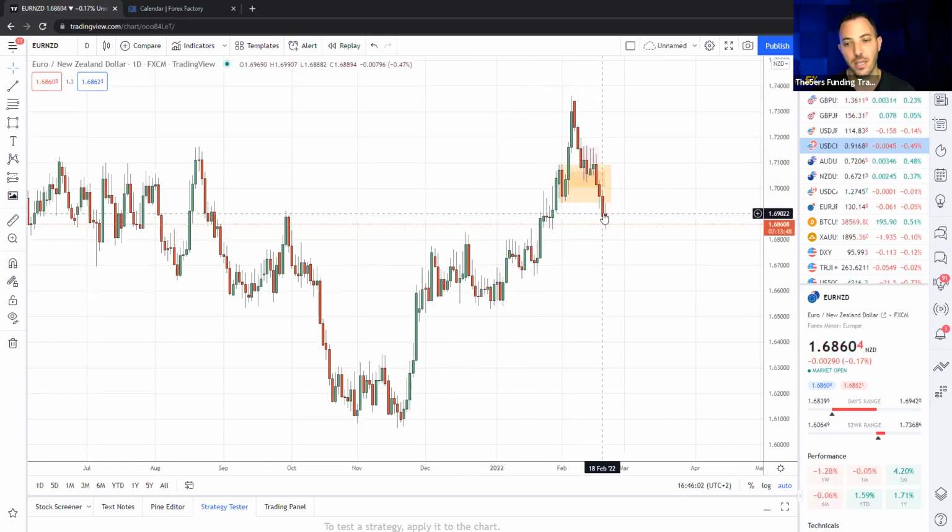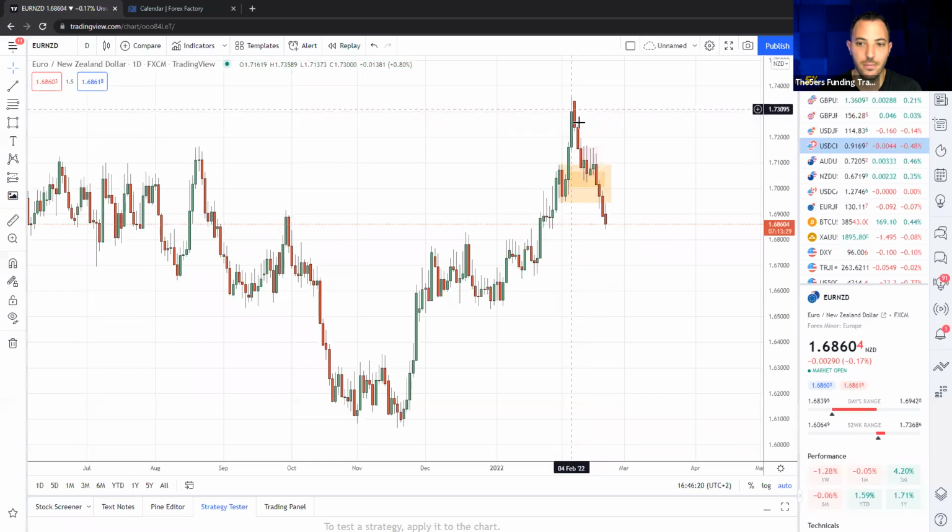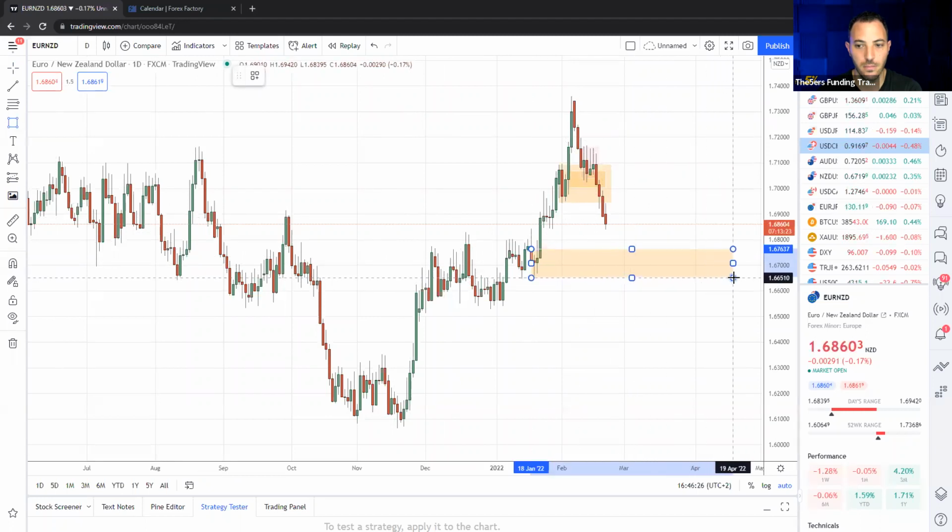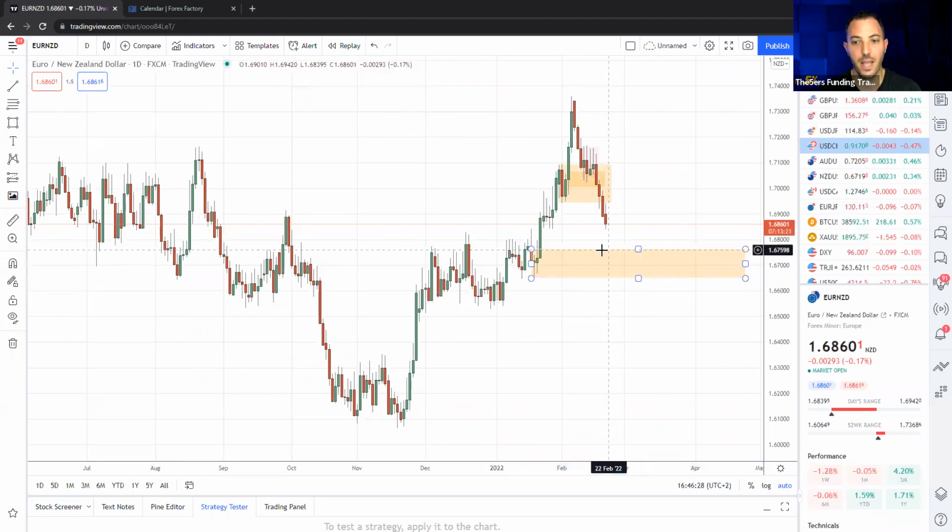We now see how the franc is strengthening. I'm sorry, we see how the euro is getting weaker. We saw that also with the euro USD. So in case we go to this demand, that would be a great opportunity to buy.